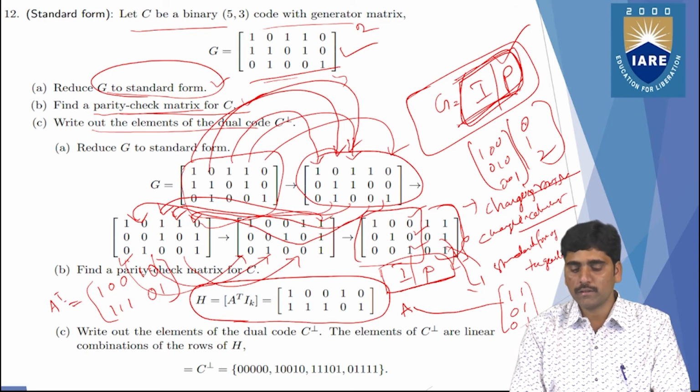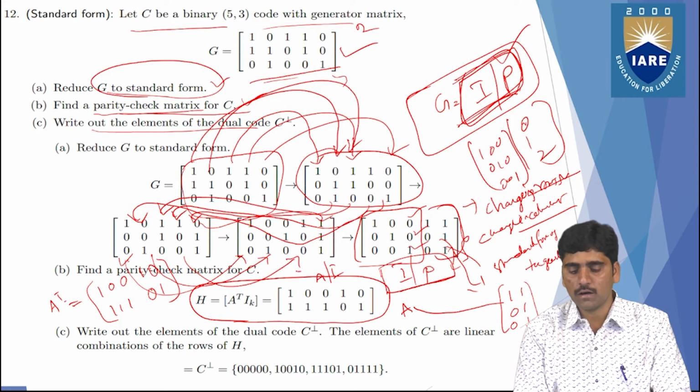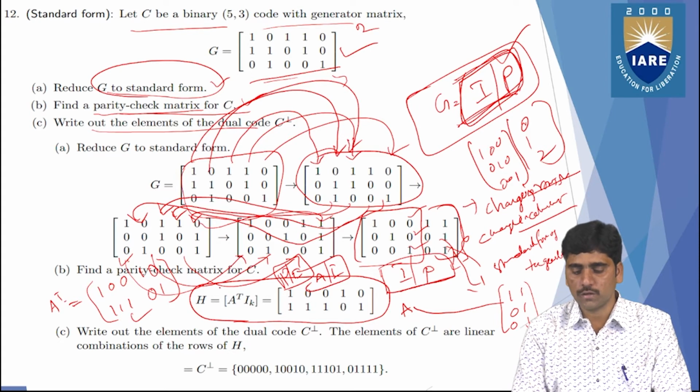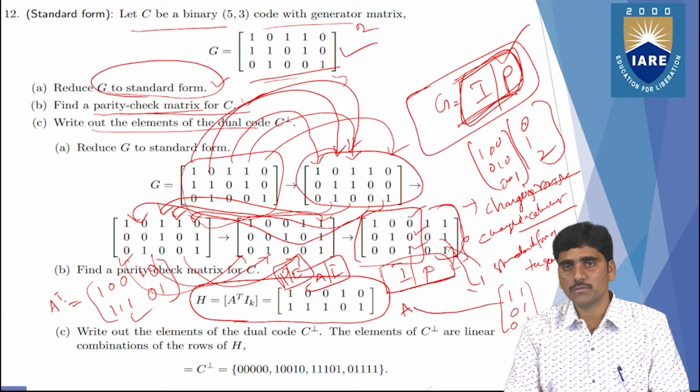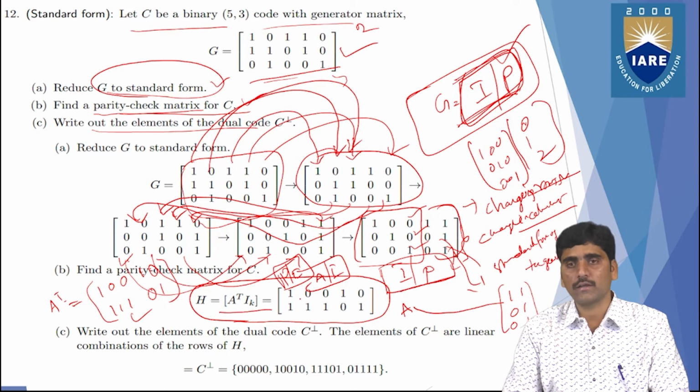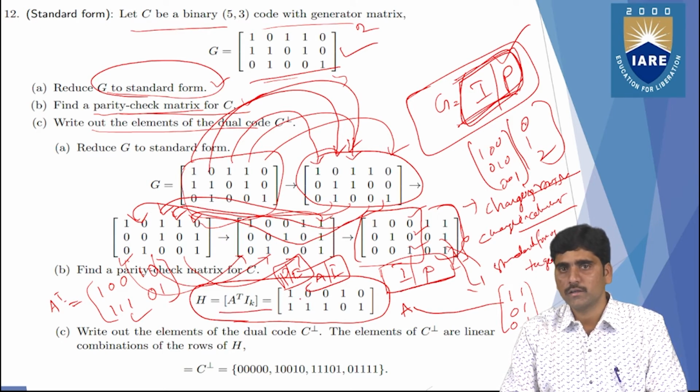So to get the parity check matrix, we need to write the A|I form, or else you can write the P|I form. That P is nothing but this one. So you can write P transpose and I. That is nothing but the parity check matrix.